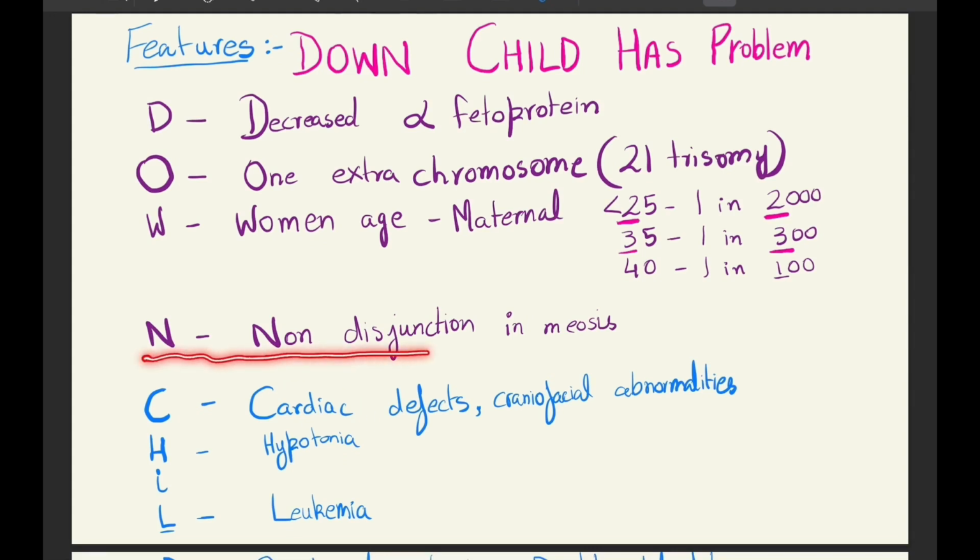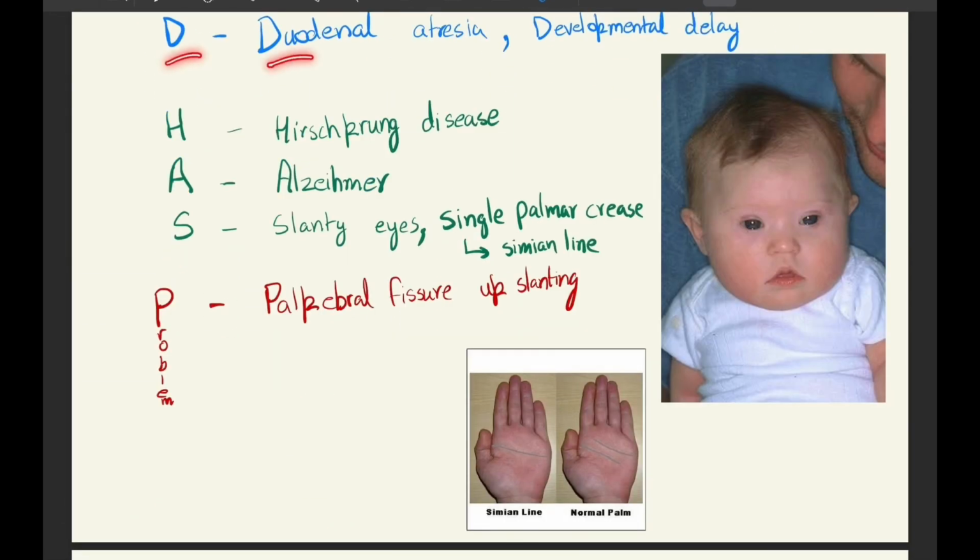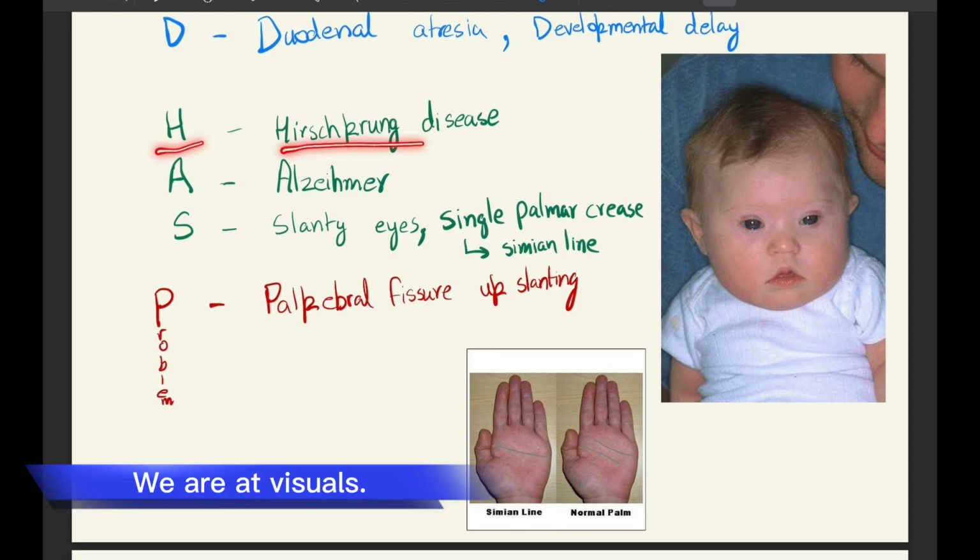For the N, we have non-disjunction in meiosis, which we have already discussed. For the next word, child, for C we have cardiac defect or craniofacial abnormalities. For H, we have hypotonia. For I, we have nothing. For L, we have leukemia. For D, we have duodenal atresia and developmental delay. H, we have Hirschsprung's disease.